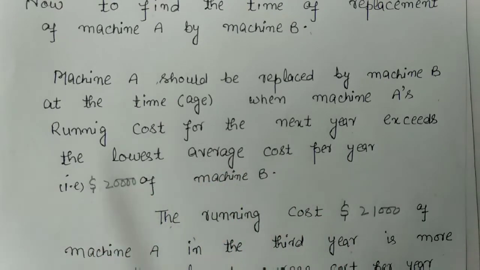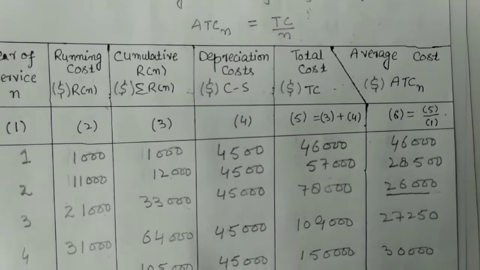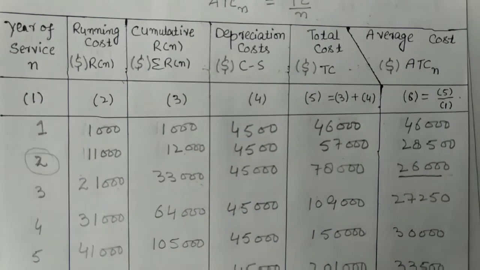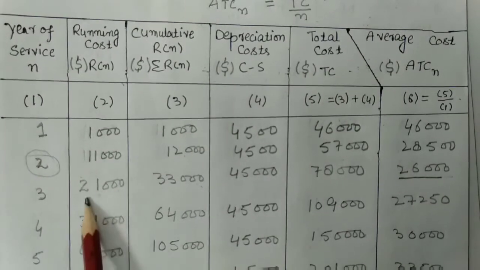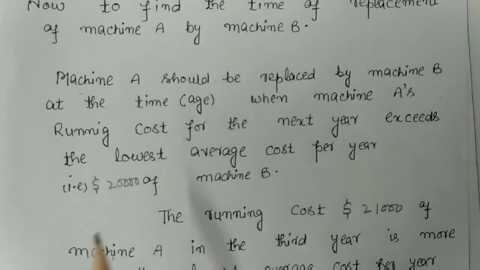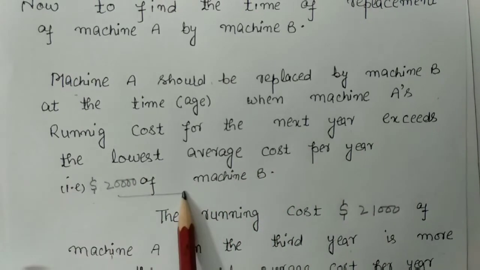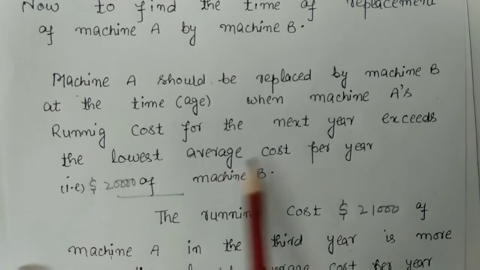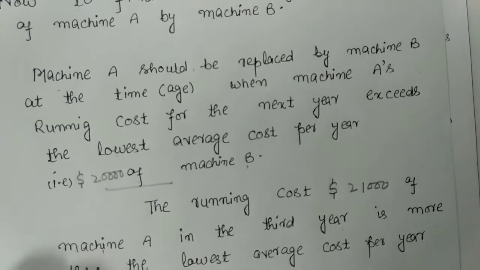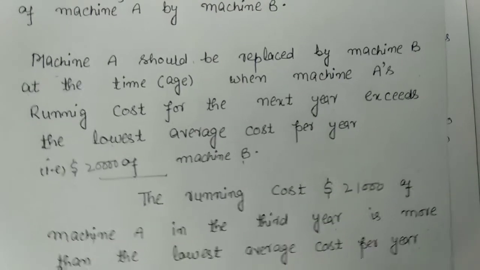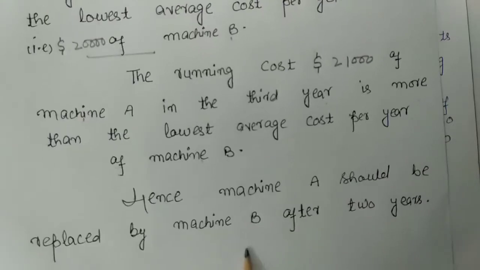It means that we will replace machine A by machine B for the second year, because for the next year its running cost increases beyond the lowest average cost of machine B. Okay, it became more than the lowest average cost per year of machine B. Hence machine A should be replaced by machine B after 2 years. I had written it here. Okay, you can note it down.